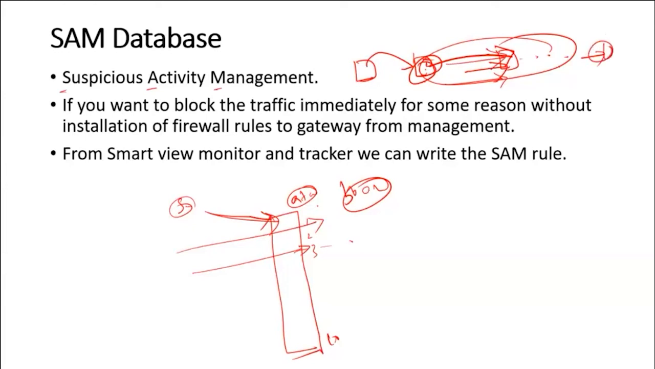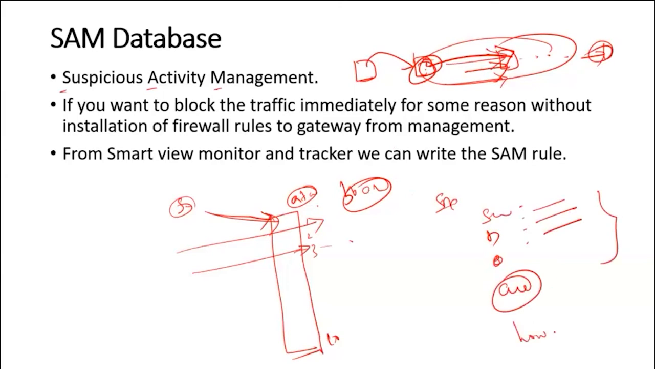So to avoid that, we have an option called SAM database. Here we will allow the source IP, destination IP, port number, and action. We also set rules stating how much time it has to be active. The action here is drop, so till how much time we have to drop these connections.